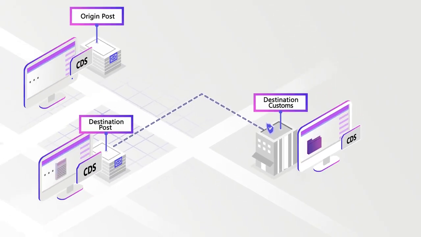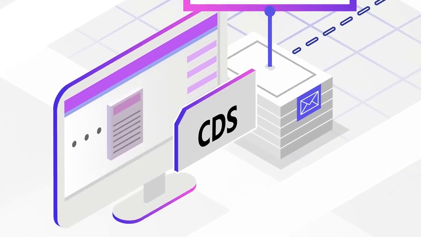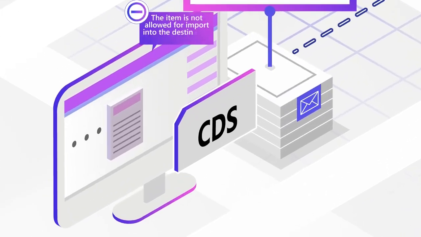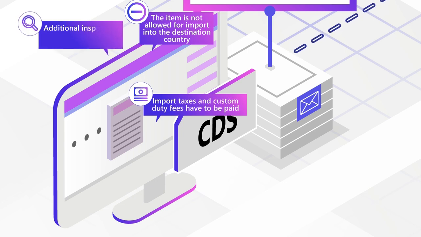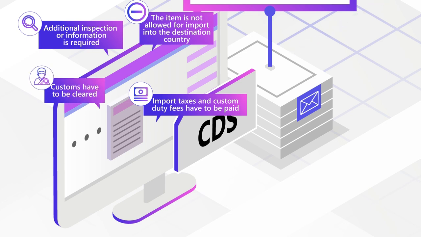There are different types of decisions. The item might not be allowed into the destination country. Import taxes and customs duty fees might have to be paid. Additional inspection or information might be required. Customs have to be cleared.